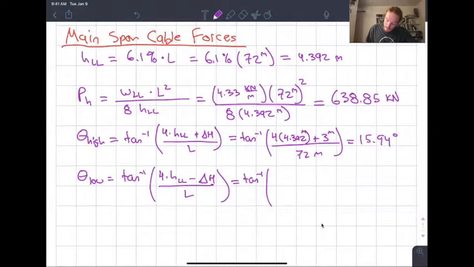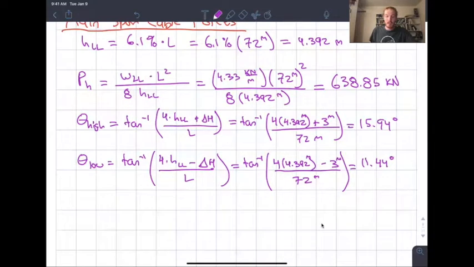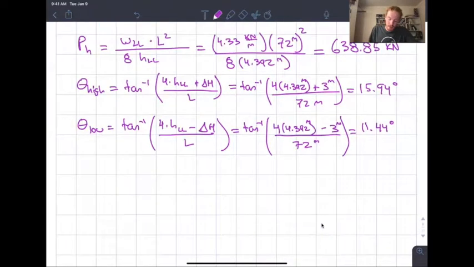All right, this one's a very similar one: 4.392 minus 3 meters, all over 72 meters. And what would you expect this to be? We expect it to be a little bit less, right? Because we're subtracting, and that's the way the tangent function works. And we get 11.44 degrees.